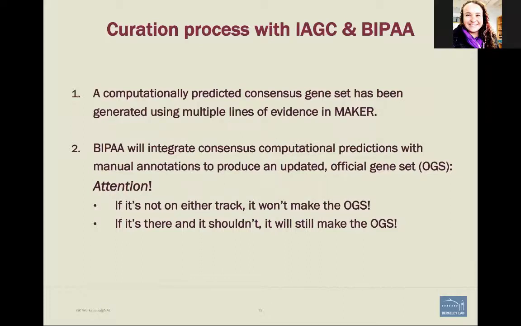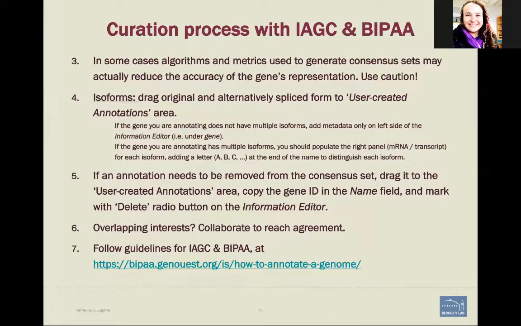Just remember that if you're working with the gene annotations, if you recognize that something needs to be deleted and you don't delete it, it will make the official gene set. And if you recognize that something should be there but you don't put it, it won't make the official gene set. So it's up to you that the most accurate representation of the biology passes on and that your team has the best representation of that genome. There are a few other rules for this particular curation process. Remember that in some cases, the metrics that are used to generate the sets actually reduce the accuracy of a gene representation. So be cautious and use your better judgment.